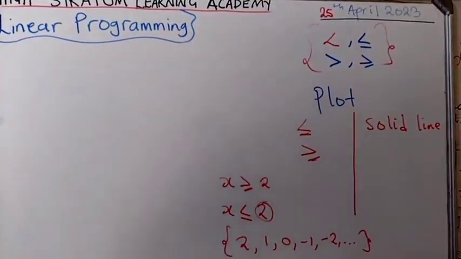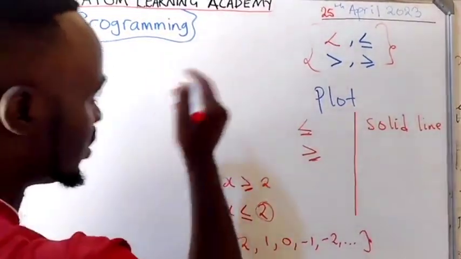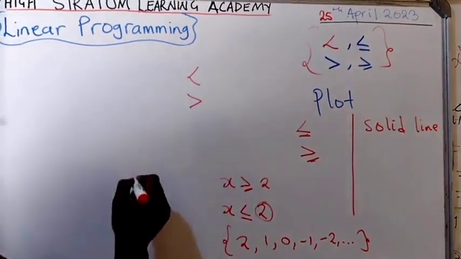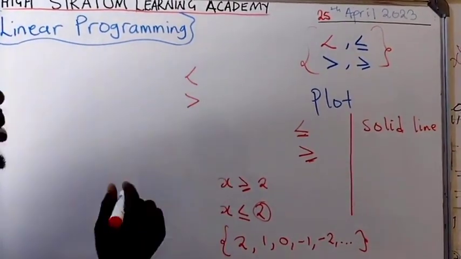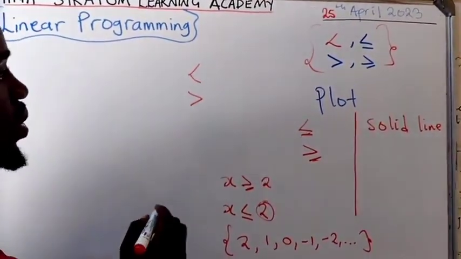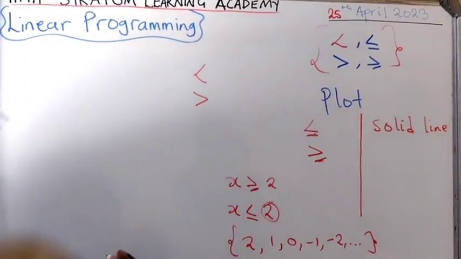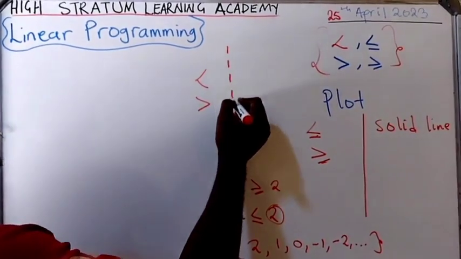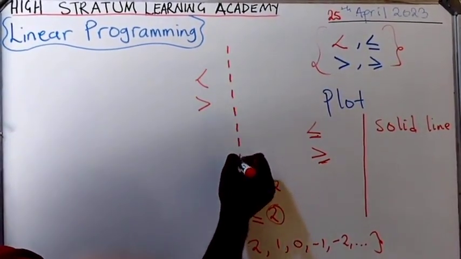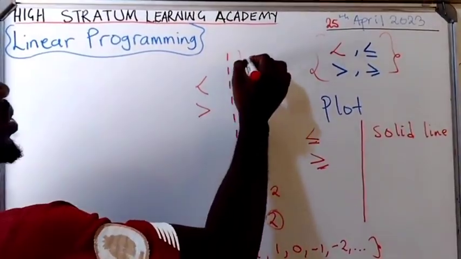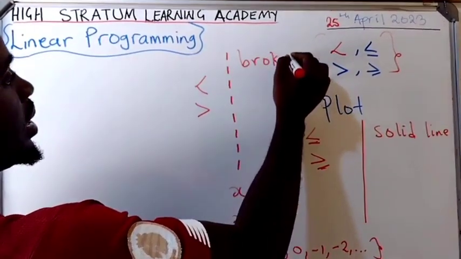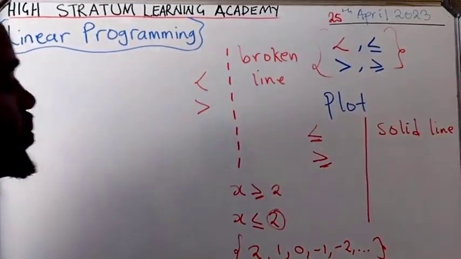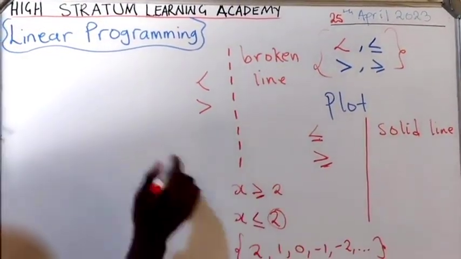Now, when we talk of the other symbols, like this one, which is just having less than or greater than, these two symbols, when you are plotting them on the graph, they are going to give you a line that is broken like this. They'll give you a broken line. This is what we call a broken line. Okay, so why this broken line? It's showing that, for instance, I'll give examples on this.